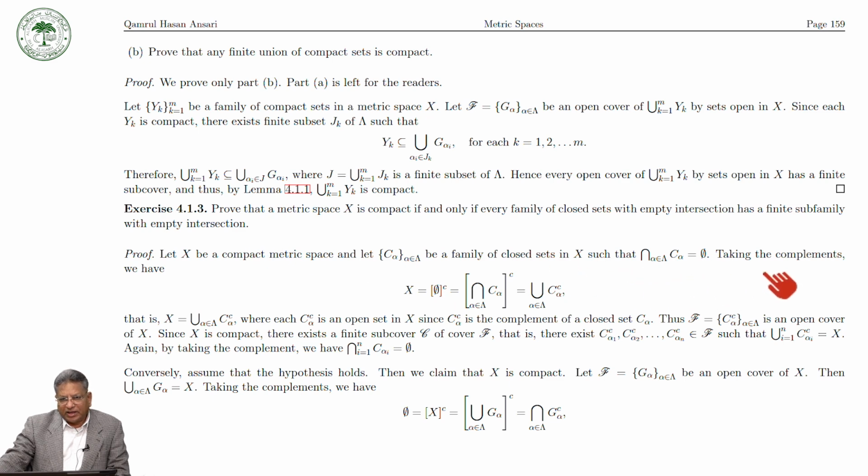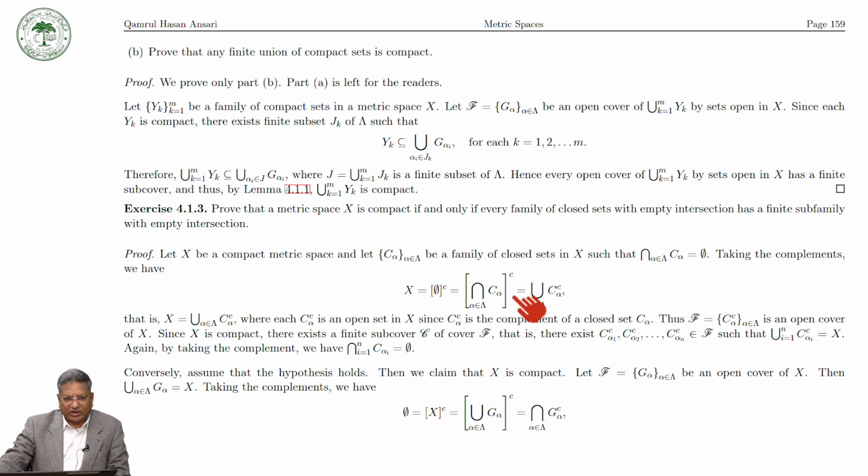Okay, so take the complement from here. So what will you get? The complement of the empty set is equal to the whole space, and the complement of the intersection of C alpha is equal to the union of the complements of C alpha. So you will get this. It means that X is equal to the union of C alpha complement, but C alpha is closed, so this set C alpha complement is open.